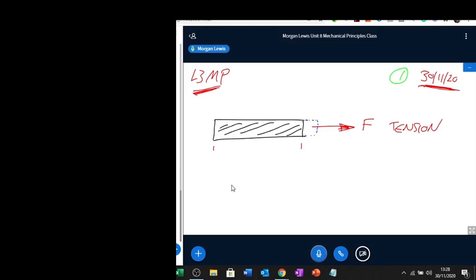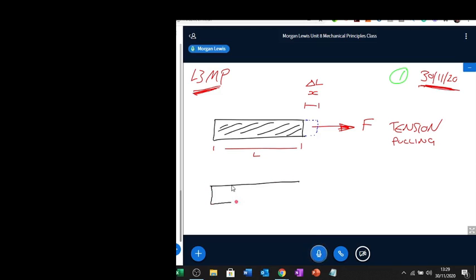And if we had length like we did last week, there's my length. That force will tend to make this thing move a little bit. We can call that delta L, or we can call it x. It's in tension, so it's pulling apart. So it's extending.